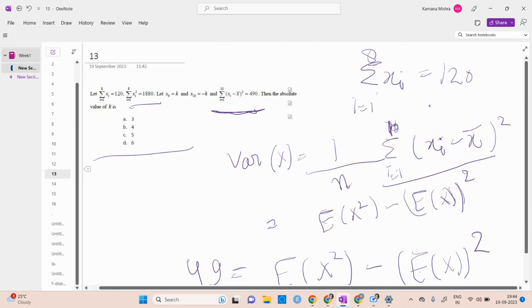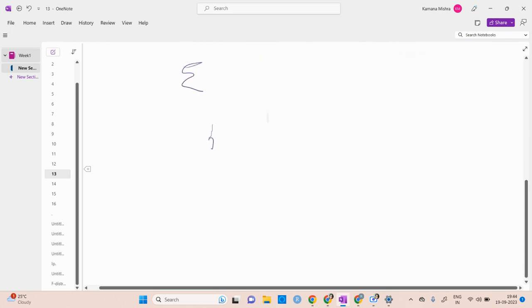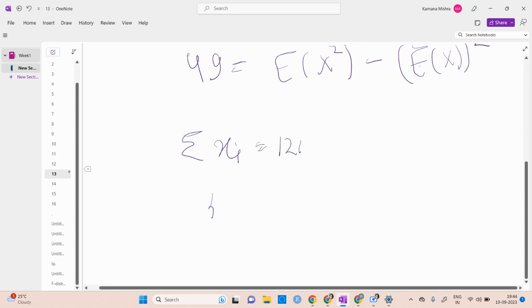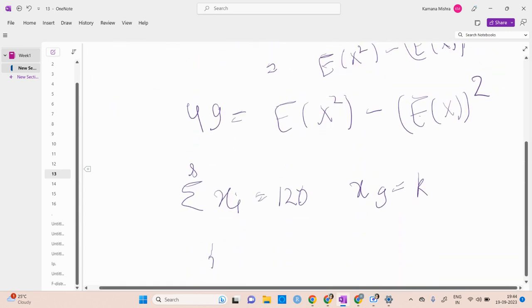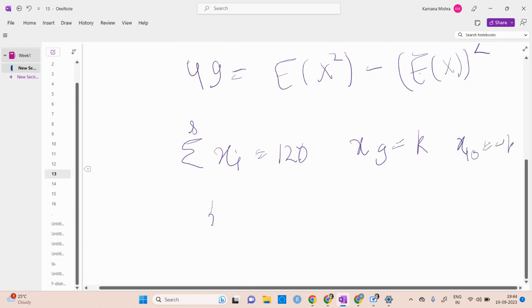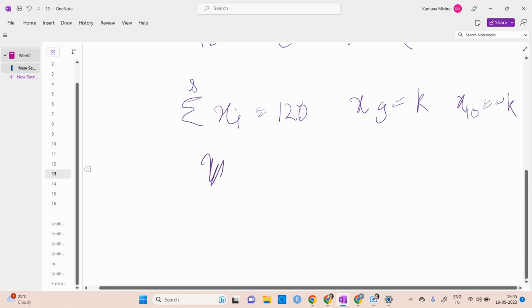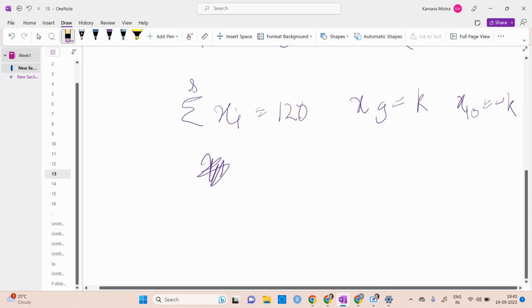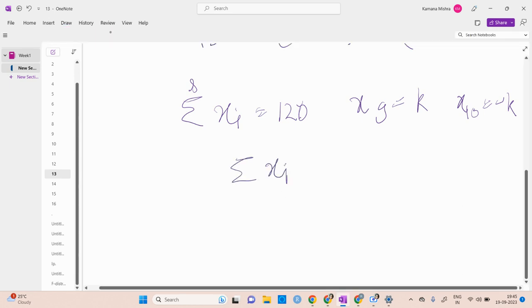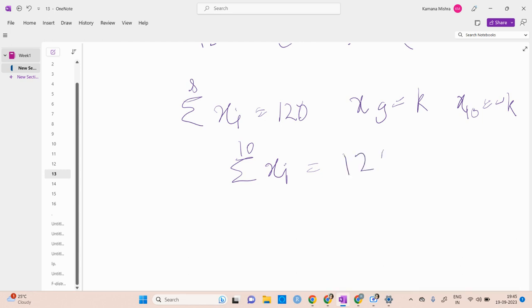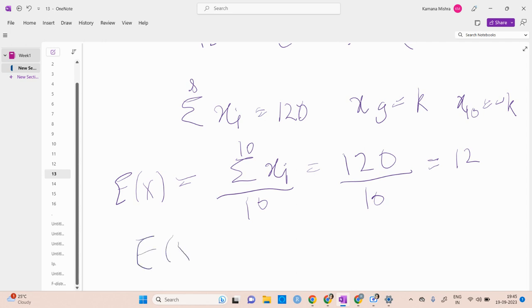Now you have given summation xi is equal to 120 up to 8, x9 is equal to k, I think, and x10 is equal to minus k. So summation xi up to 10 will be 120 plus k minus k, which is 120. So the average of it will be 12. So this one is the expectation of x.